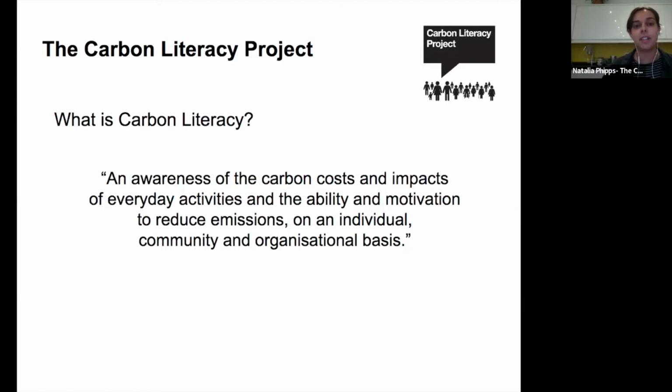We often like to split this definition into 2 parts. The awareness part of actually knowing what the carbon costs and impacts of activities is really important, but providing people with the ability and motivation to go out there and actually make tangible changes within their lives to reduce their own carbon footprint is really important, and that's what makes carbon literacy training really unique.